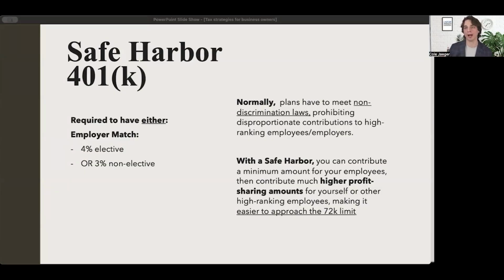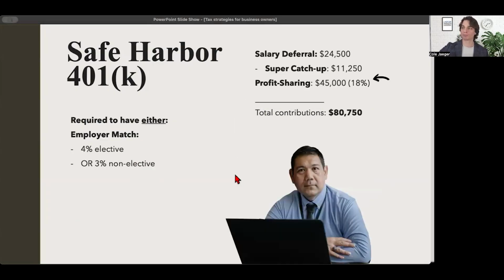It's a very common option. The employer just needs to offer a 4% elective match or a 3% non-elective match to all their employees. And if you meet this, you don't have to meet non-discrimination laws, which is nice, and you can contribute much higher salary deferral and profit sharing amounts to yourself or other high-ranking employees. Back to our example, Bob is now able to increase his profit sharing amount as much as he wants, and then he can hit that 401k annual contribution limit.